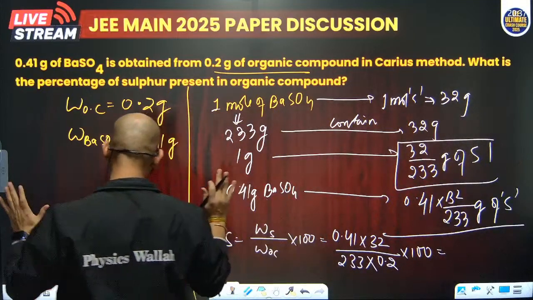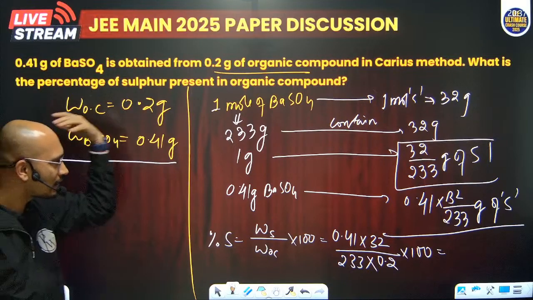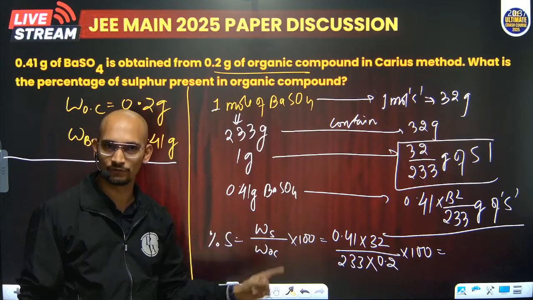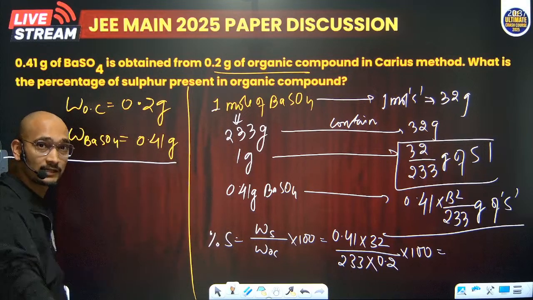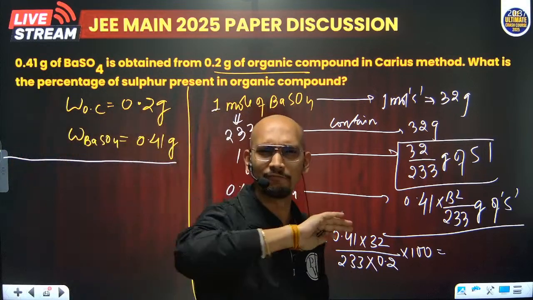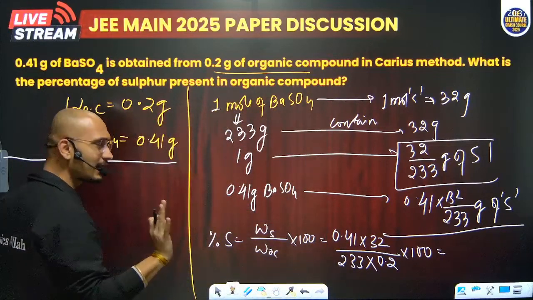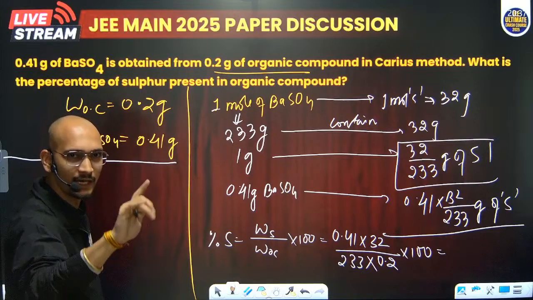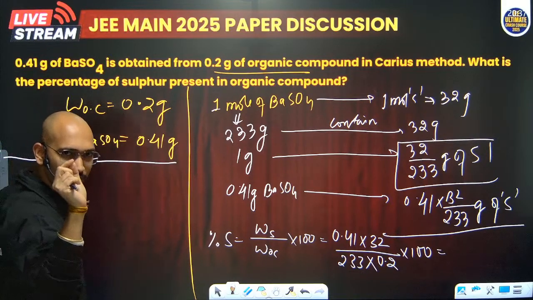Now I would rather tell you, those who are comfortable with the unitary method, go with the unitary method. Otherwise, let us talk about some formulas. Not just for sulfur, but for every other element in the Carius method, you can do it very easily. I will just give you one formula and it will be enough for all of them. We just have to keep some things in our mind.